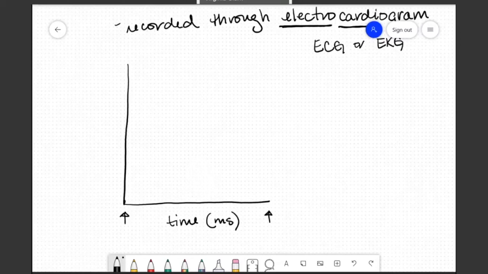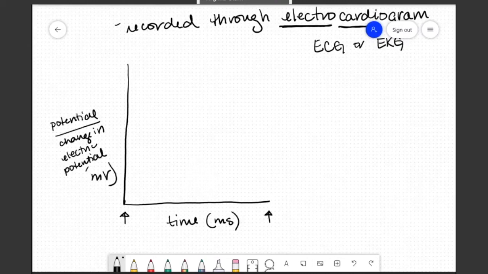And then up on the y-axis, you're going to be measuring the potential, or the change in electric potential. This is going to be measured in millivolts. If you think about a battery, 8-volt battery, 9-volt battery, AAA battery, all of those are the potential. They're all measured in millivolts or volts.